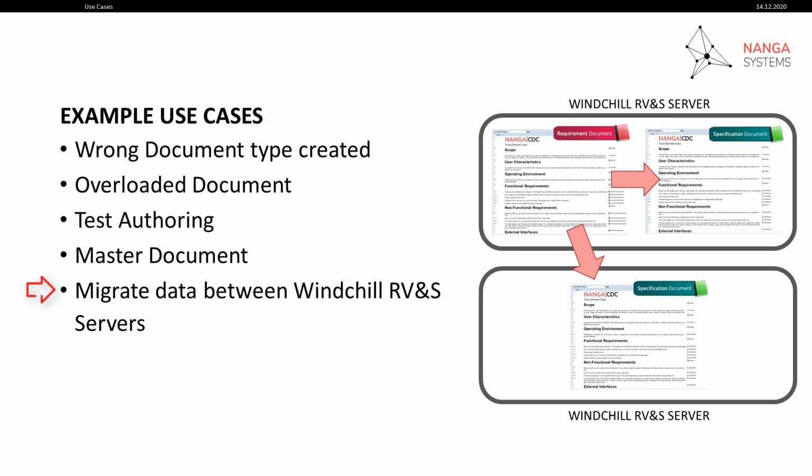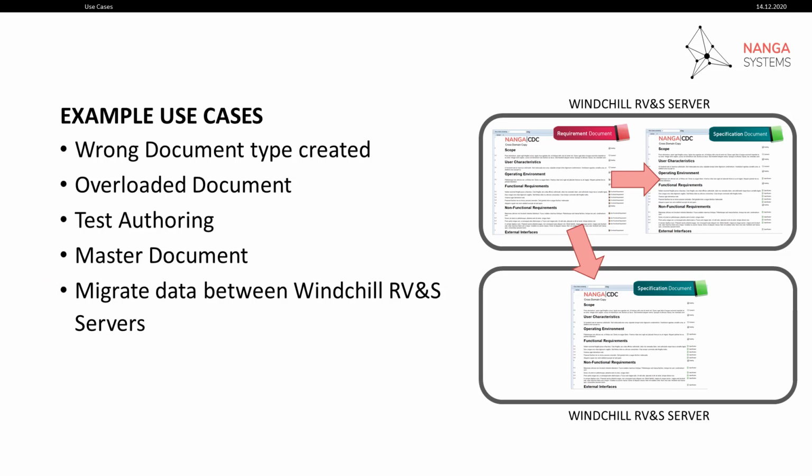And where we have a need to migrate data between Windchill RV&S servers, Cross-Domain Copy allows us to specify a target server for the copy operation, useful in cases where we need to migrate data between production servers, or where we have an admin staging system with data on our development server that we need in QA or production.